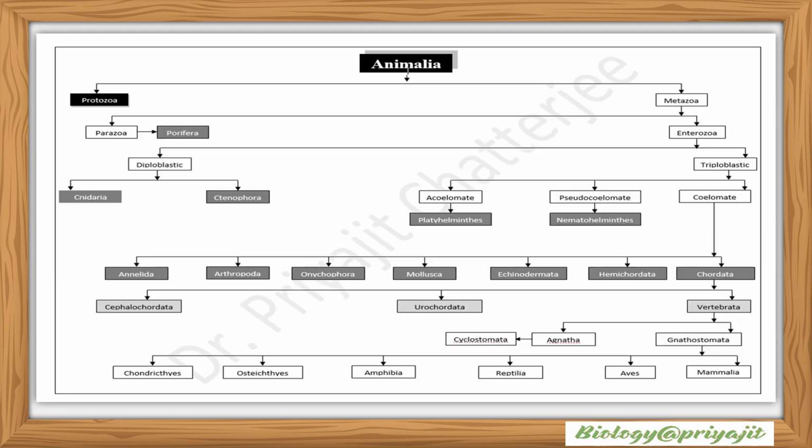This image or chart shows a flowchart of the classification of kingdom Animalia beginning with Protozoa and Metazoa. It highlights major groups such as Porifera, Cnidaria, Ctenophora, Platyhelminthes, Nematohelminthes, Annelida, Arthropoda, Mollusca, Echinodermata, Hemichordata, and Chordata, further dividing Chordata into Cephalochordata, Urochordata, and Vertebrata. The Vertebrata are then classified into Cyclostomata, Agnatha, and Gnathostomata, which lead to fishes, amphibians, reptiles, birds, and mammals.